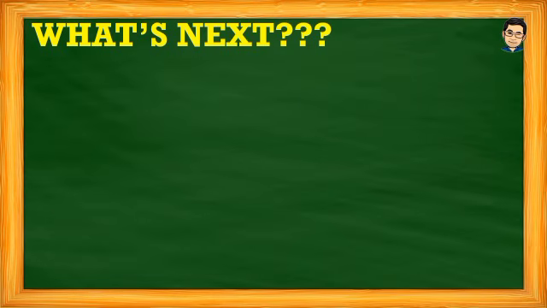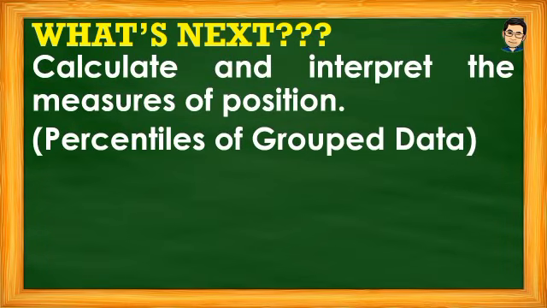So, after discussing with you the deciles of grouped data, basically our next video lesson will be calculate and interpret the measures of position using percentiles of grouped data. So, we are done discussing quartiles and deciles. So, yung last natin is percentiles.